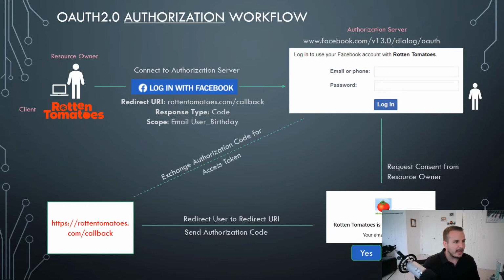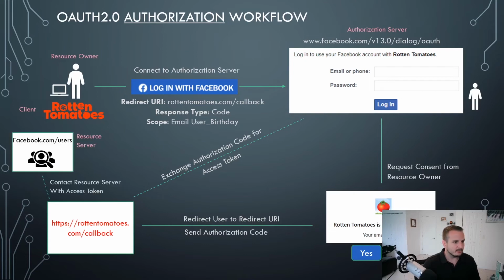From there, the actual client, Rotten Tomatoes, is exchanging the authorization code for something called an access token from the authorization server, so from Facebook. And the access token is what is used to gain access to those specific permissions. So in this case, the email address.